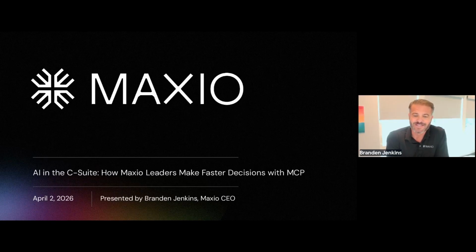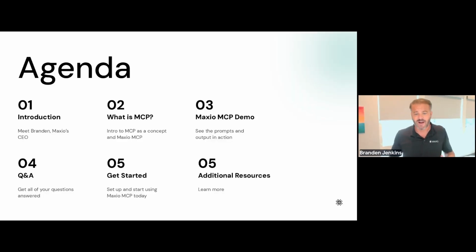I'm Branden Jenkins, I'm the CEO here at Maxio, and we're kicking off a new series with AI in the C-suite. And that's how Maxio leaders use Maxio and AI, specifically through MCP, every day. So I'm kicking it off as a CEO. Hopefully you join the rest of our series where we have our Chief Product Officer, our CFO, and our head of sales presenting how they also use Maxio MCP.